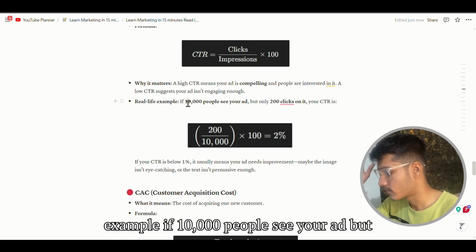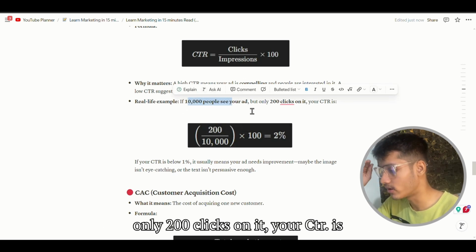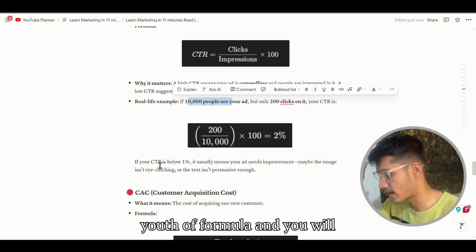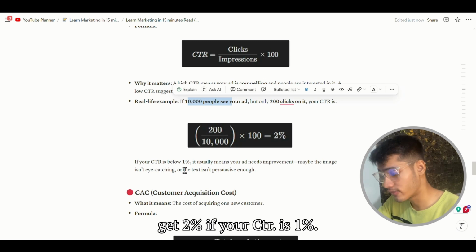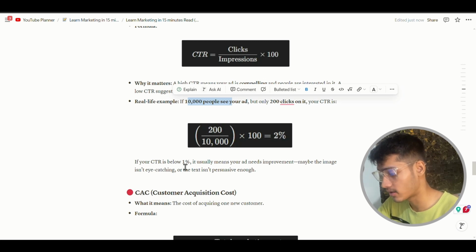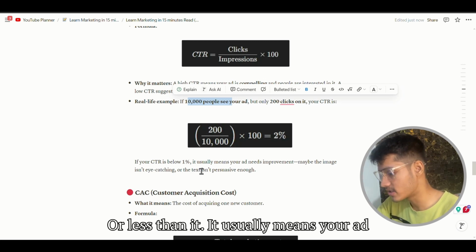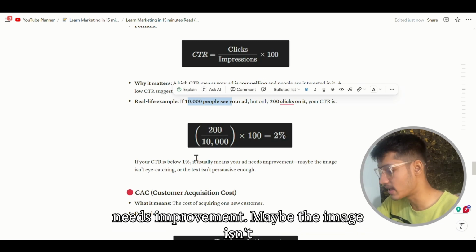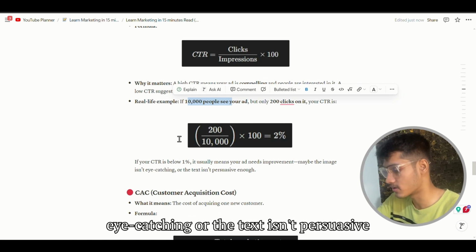Real life example: if 10,000 people see your ad but only 200 click on it, your CTR is, use the formula and you will get 2%. If your CTR is 1% or less than that, it usually means your ad needs improvement. Maybe the image isn't eye-catching or the text isn't persuasive enough.